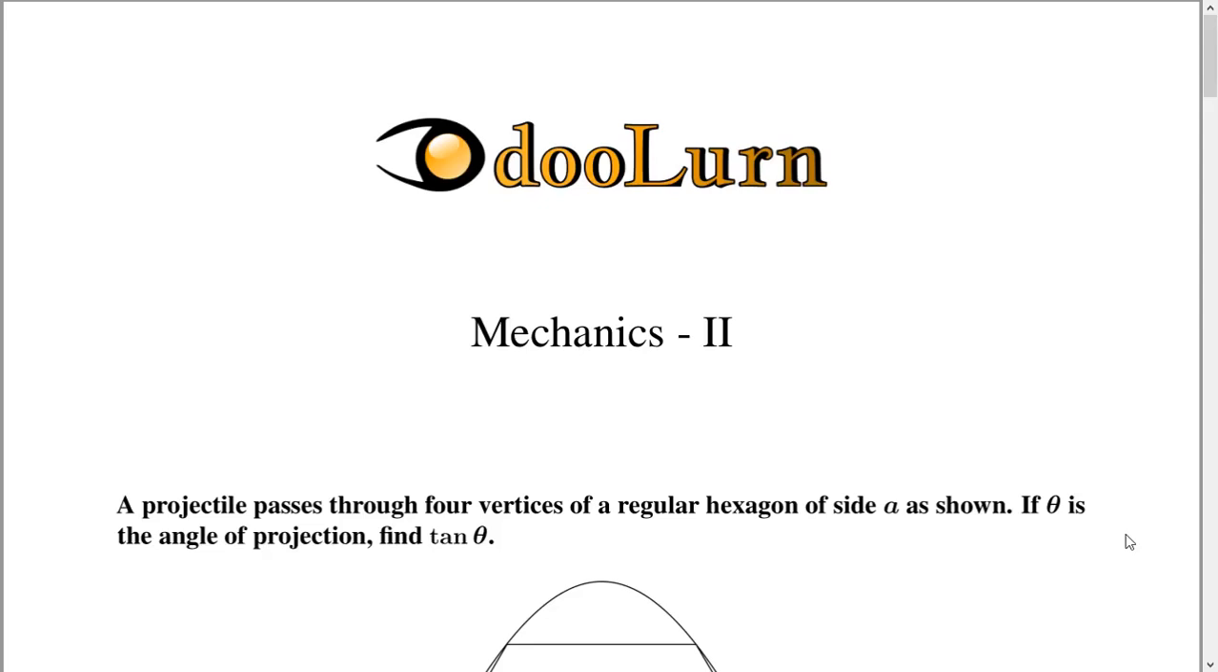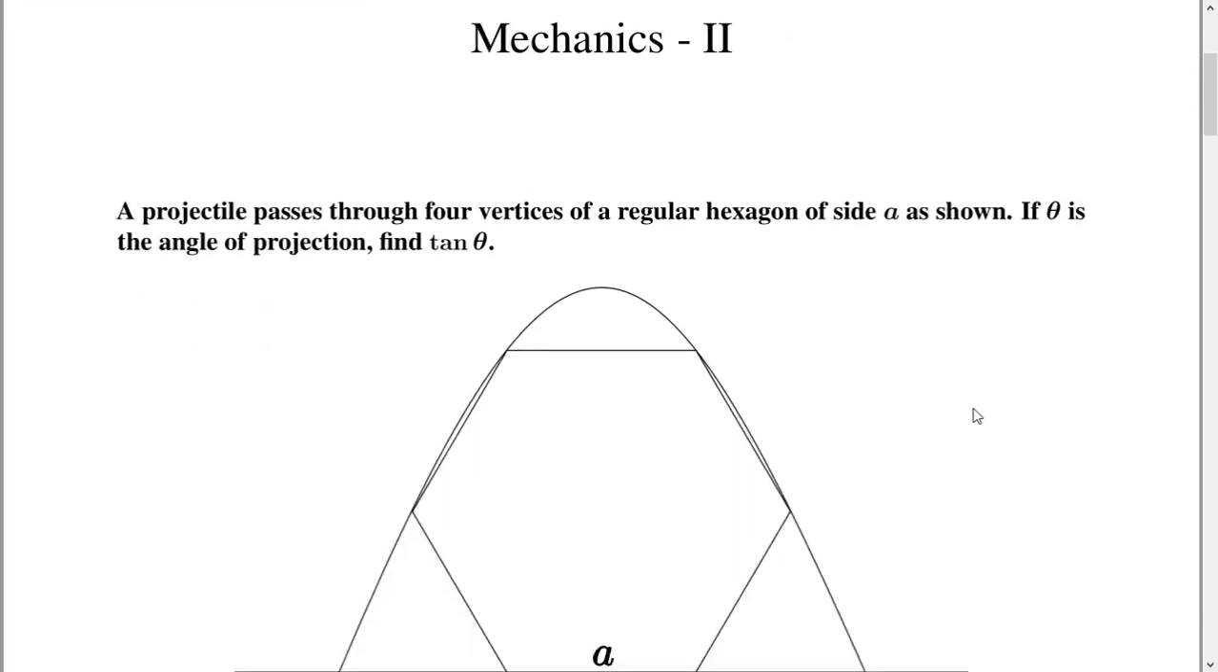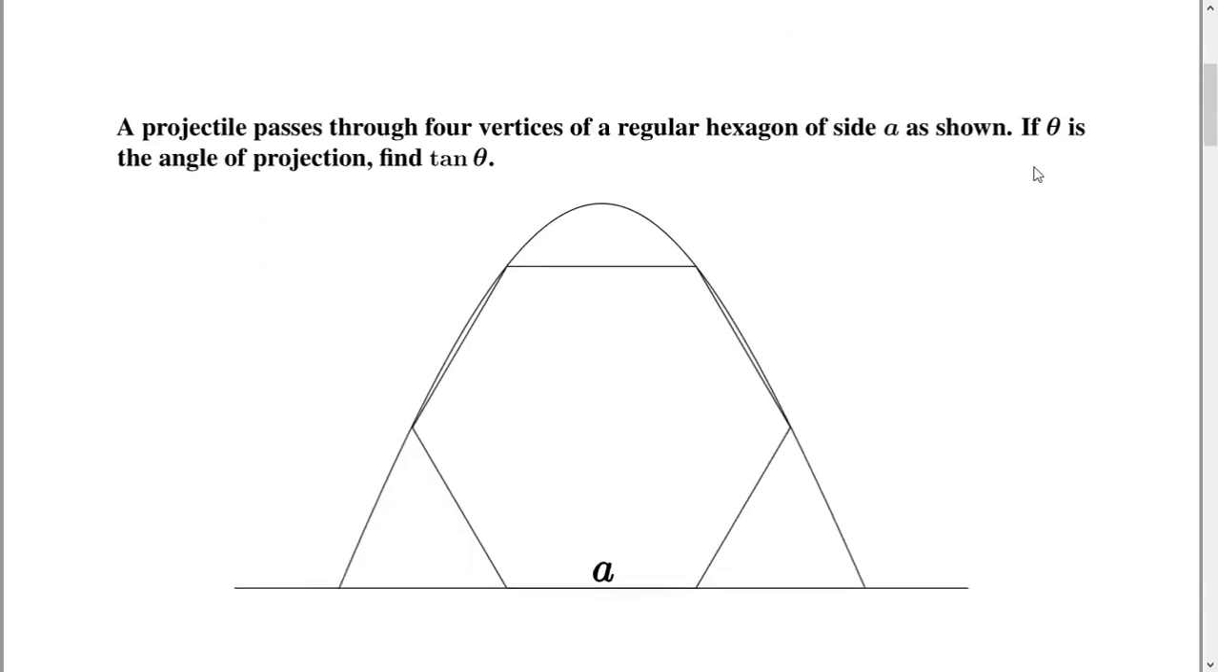A projectile passes through four vertices of a regular hexagon of side a as shown. If theta is the angle of projection, find tan theta. So what could the approach be?